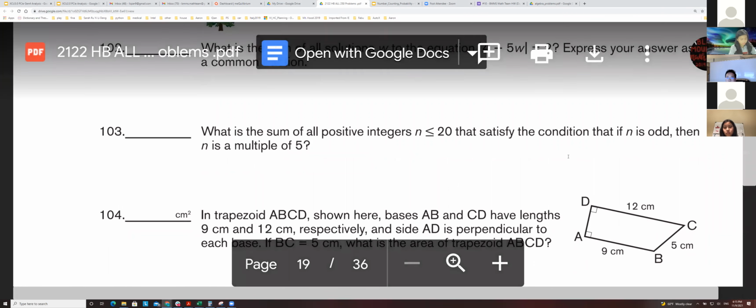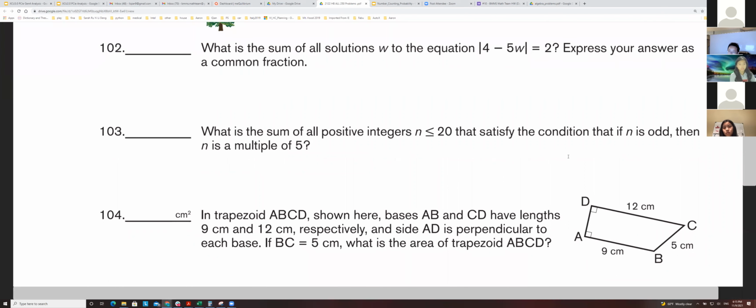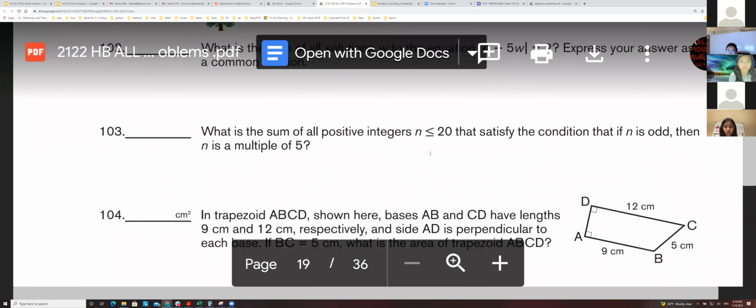Okay, so for this problem, I listed out the possible values for n. It says that to satisfy the condition that if n is odd, so if n is like 1, 3, 5, and on, then it has to be a multiple of 5. That means from all the odd numbers, the multiples are 5, 10, 15, and 20. And then you add up all the other even numbers to those numbers, and then you get your final answer, which is 130. Exactly.